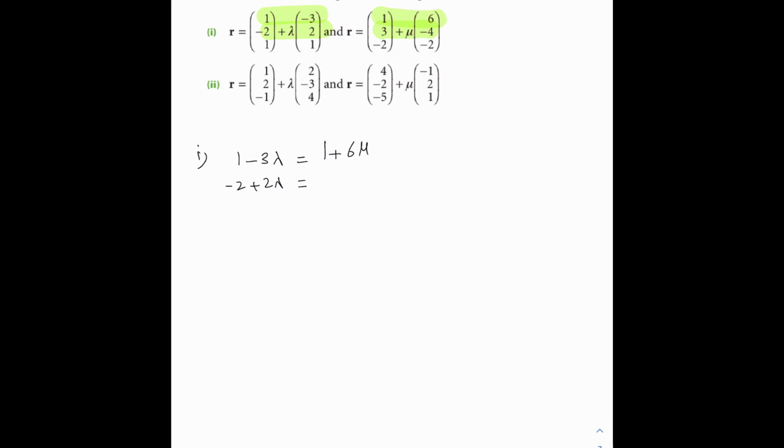Okay, let's do this one first. 1 minus 3 lambda equals 1 plus 6 mu, and minus 2 plus 2 lambda equals 3 minus 4 mu. Okay, if I make lambda the subject from the first one, plugging it into the second equation.